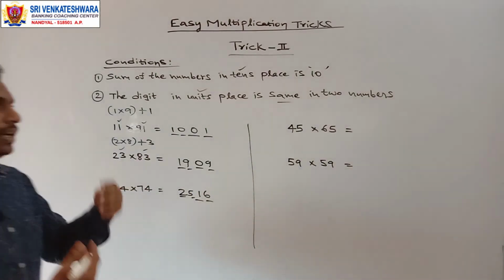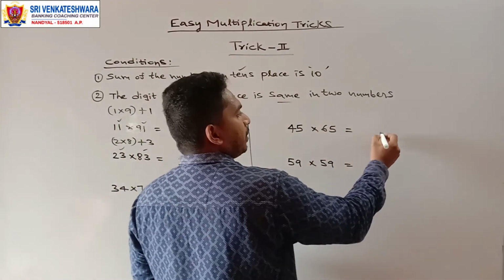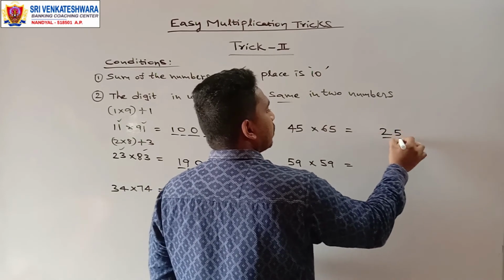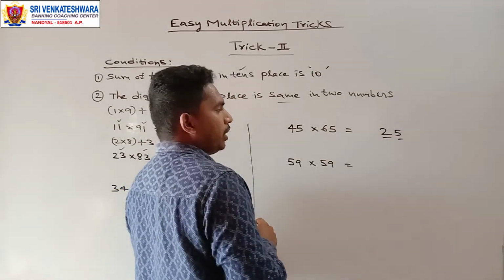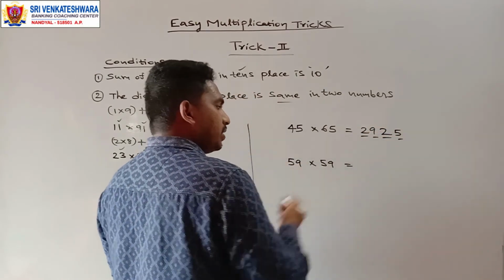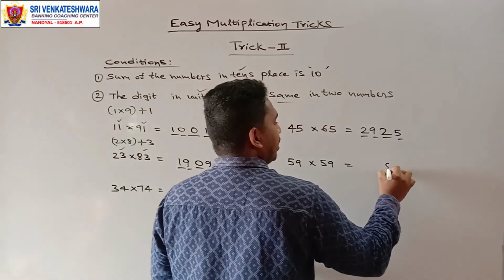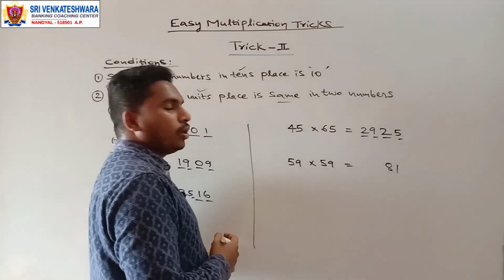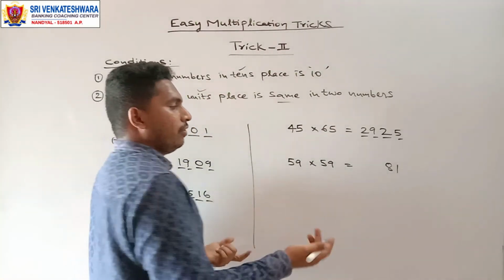Similarly you can solve this. 5 into 5 is 25. 4 into 6, 24 plus 5, 29. And here it is 9 into 9, 81. 5 into 5, 25 plus 9, 34.